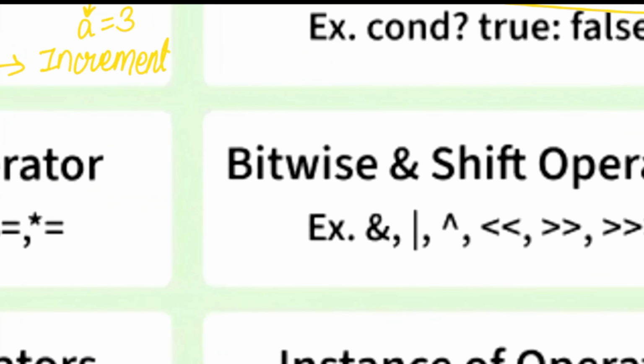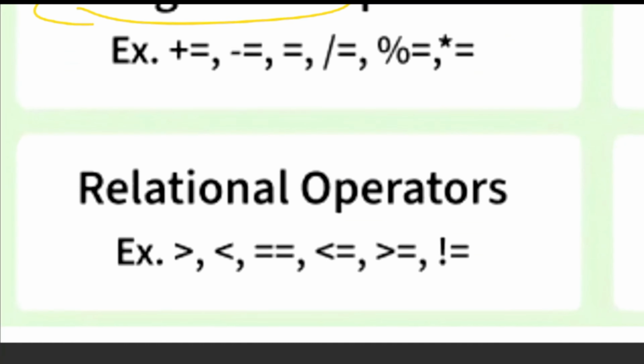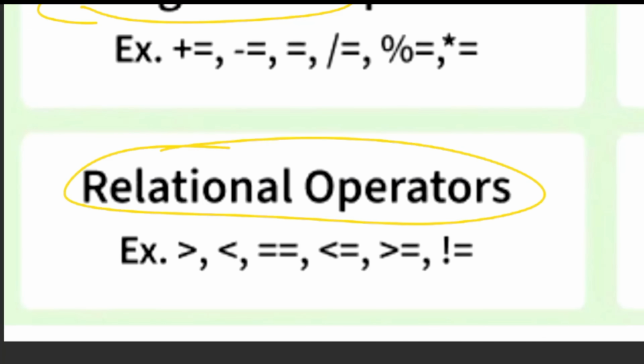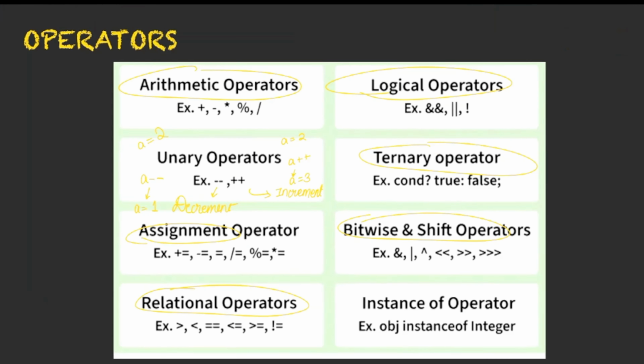Then we have bitwise and shift operators. We then have relational operators. In relational operators, you take two operands and you compare them, right? Less than, greater than, equal, etc. And then we have instanceof operators. Now you'll be able to understand exactly what each of them do as we learn programming further on. Now just remember the very basic functions of all of them.